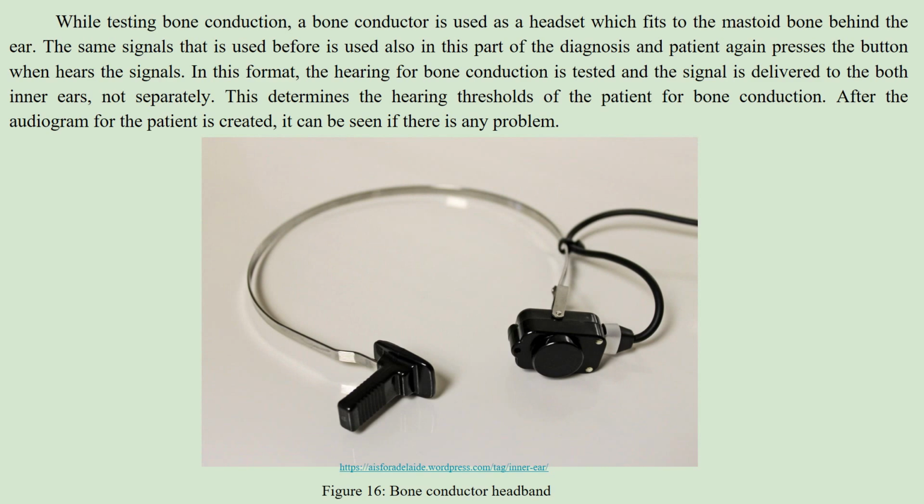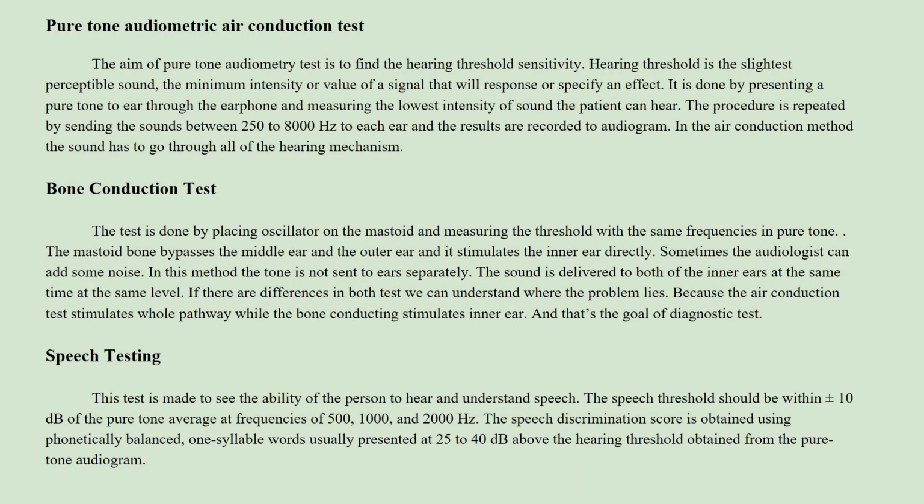In the bone conduction test, a bone conductor is used as a headset which fits to the mastoid bone behind the ear. The signals with different frequencies again will be sent to the patient, but this time to both ears at the same time, not separately. This determines the hearing threshold of the patient for bone conduction. After the audiogram for the patient is created, it can be seen if there is any problem.